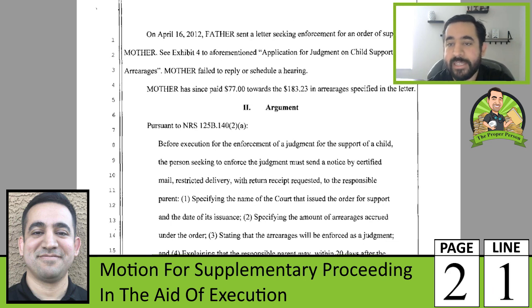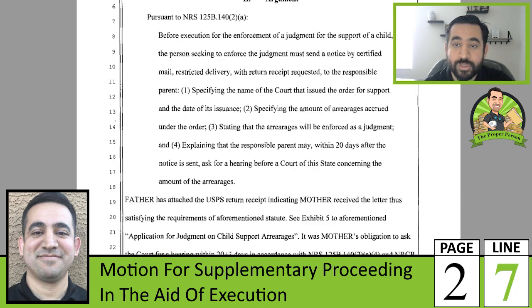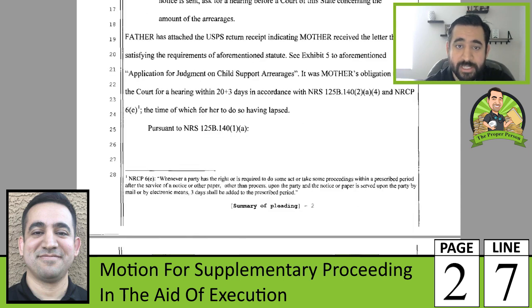The next assertion after that is my letter seeking enforcement of the order. And the last assertion, at least in the factual background, is that my ex has paid $77 towards $183.23 in arrearages. Now we go into the argument. Pursuant to the law, and at this point, it looks like I'm talking about the letter that I sent my ex. Yeah, this is the exact same statute, the statute that covers enforcement. The next assertion here is that I have attached the USPS return receipt indicating my ex received the letter and that I satisfied the requirements of the aforementioned statute.